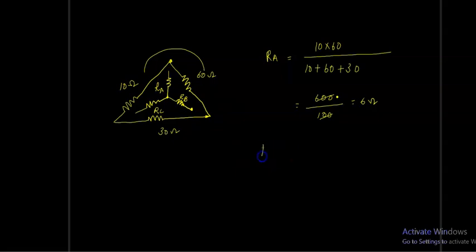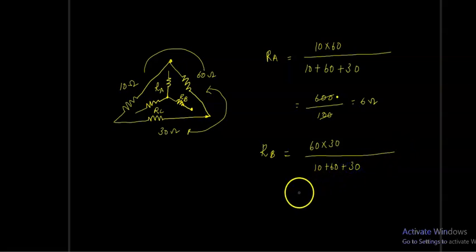Then in a similar way, let's see what RB is. What are the resistors near to RB? There are 60 ohm and 30 ohm. Let's multiply 60 and 30, with the same denominator, 10 plus 60 plus 30. So this is equal to 1800 divided by 100, which is 18 ohm.